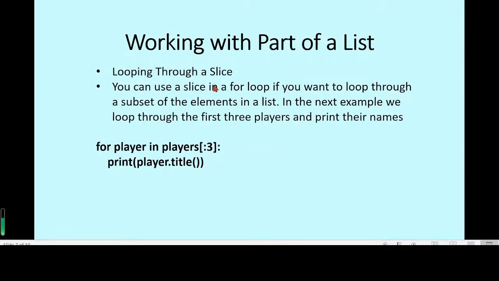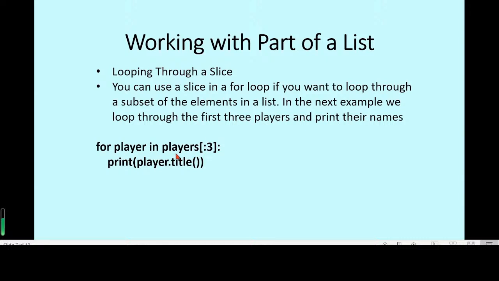And looping through a slice. You can also use a slice in a for loop if you want to loop through a subset of the elements in a list. In the next example, we loop through the first 3 players and print their names. For example, you can write for player in players, with the slice colon 3, then from the first to the third element of this list.